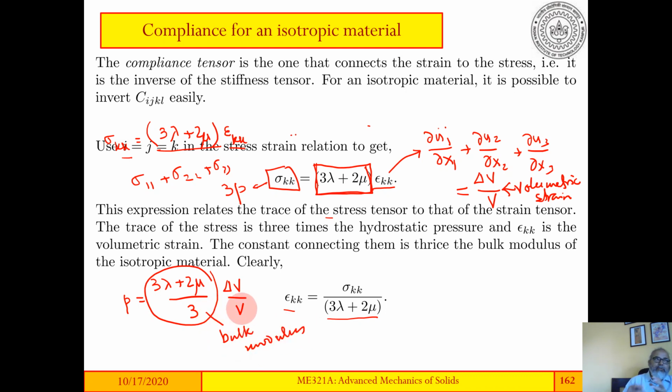And the bulk modulus can be measured. Suppose you take a block of steel down below the sea level, put it under some very high hydrostatic pressure, and then you will measure the change in volume, and you can find this bulk modulus. So it's easy to measure this bulk modulus, and 3 lambda plus 2 mu turns out to be 3 times the bulk modulus. Similarly, you can measure other things much more easily than lambda and mu.